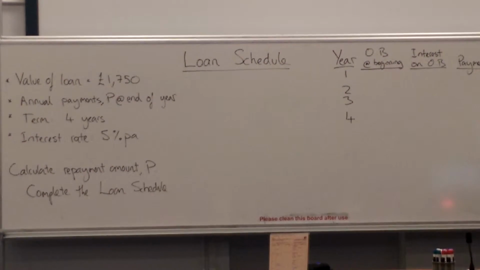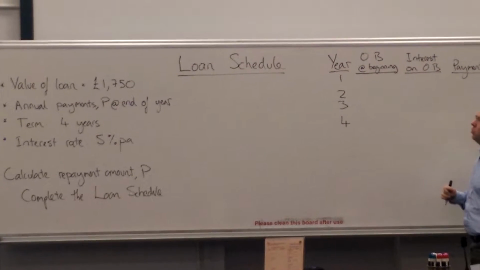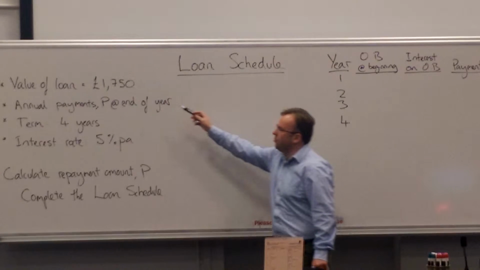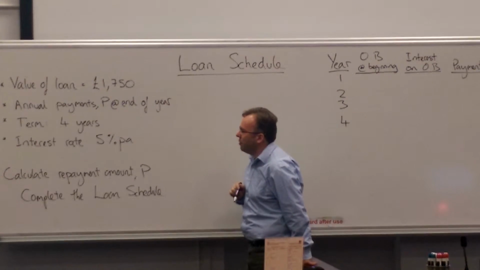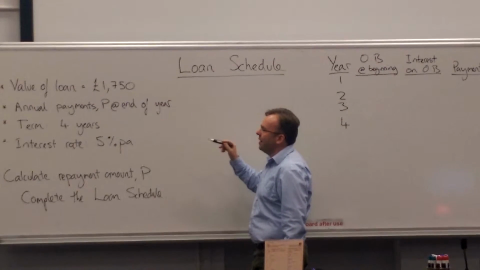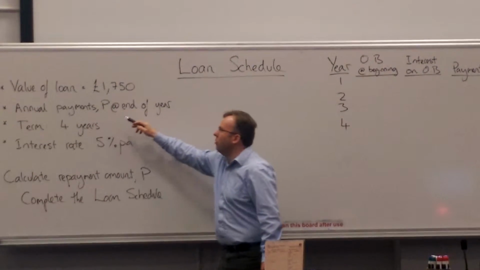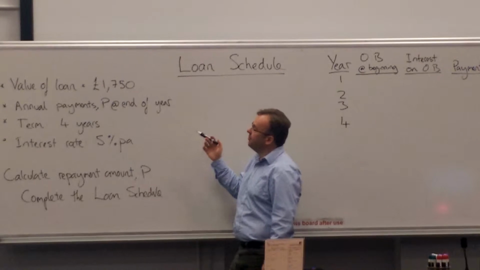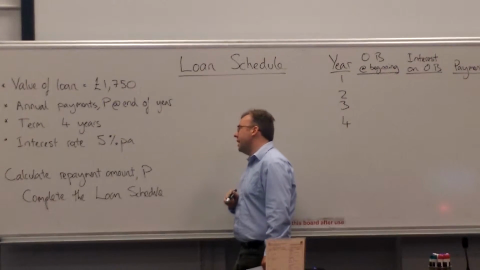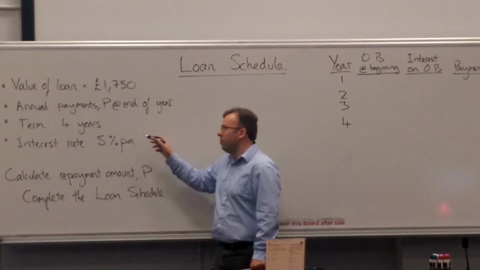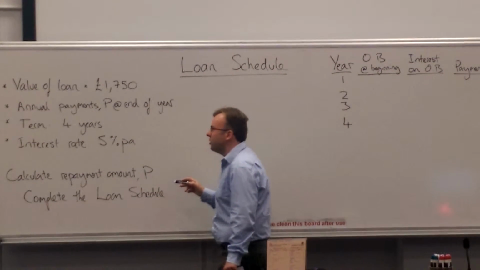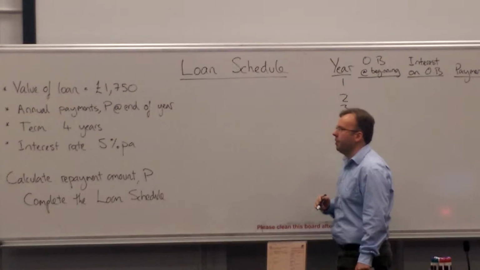In this problem we're going to look at a loan schedule. The loan in question is for £1,750. We're told that we're going to repay that in annual instalments of an amount P that we don't know yet, and that those payments will come at the end of the year. The term of the loan is 4 years, and the interest rate over those 4 years is 5% per annum.